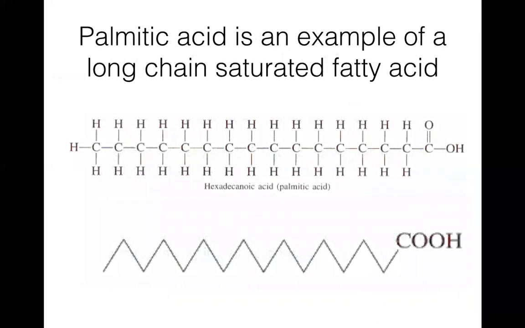So palmitic acid is an example of a long chain saturated fatty acid. It contains 16 carbons, and if you notice, the chain itself does not have any double bond. So this is one way to represent a palmitic acid. And this is another manner in which a palmitic acid can be represented, where the letter C and letter H have been omitted for simplicity. Now, if you notice, saturated fatty acids have a chain that is straight, and this can affect their physical properties.